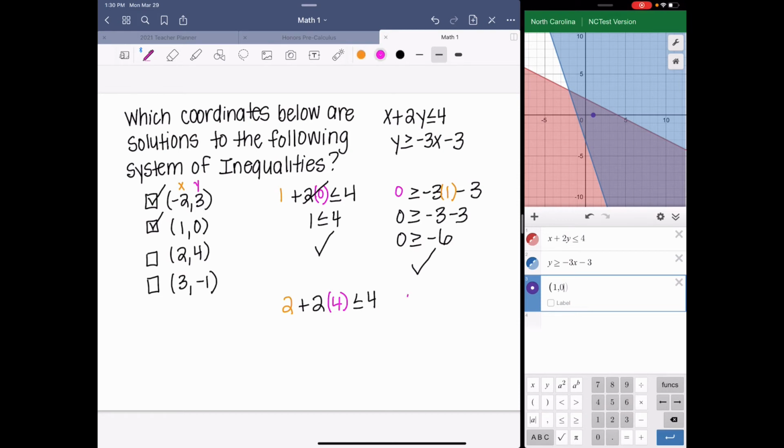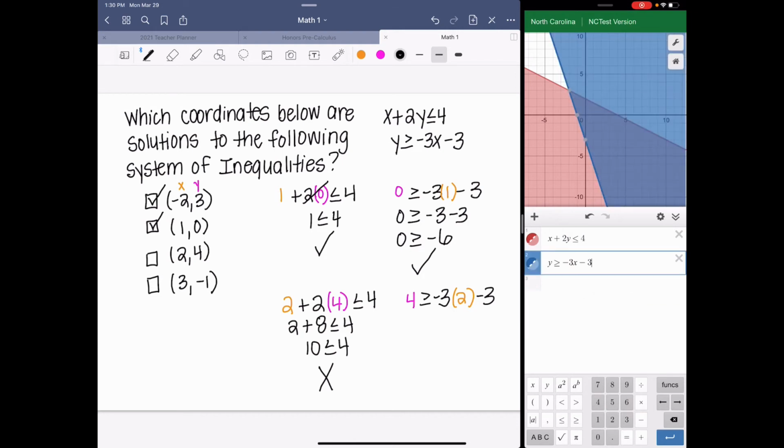Then we have 4 is greater than or equal to -3 times 2 minus 3. So we're going to test both of these. Do both of them work? So this is going to be 2 plus 8 is less than 4. So is 10 less than 4? That is a false statement. That is not true. Just by that false statement alone, we should now know that this doesn't work for the system because it's not going to work for both of them. But I'm going to check both of them.